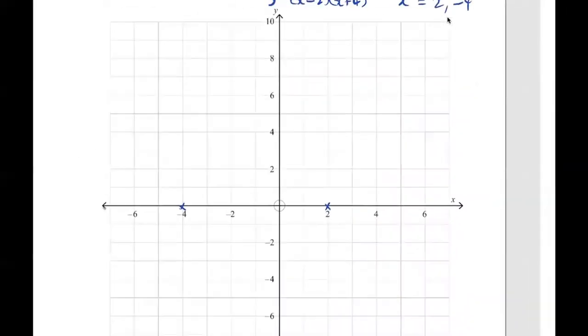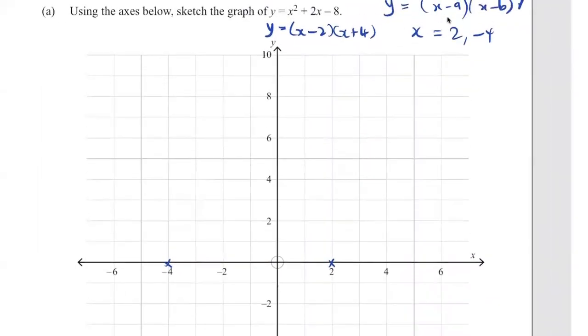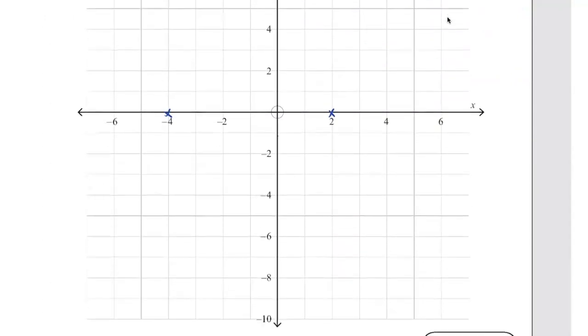And we'll just zoom out a little bit so that we see what we've got. Next thing to do is to work out the y-intercept, and remember the y-intercept occurs when x is equal to 0. So 0 minus 2, 0 plus 4, and that's equal to negative 2 times 4, and that's equal to negative 8. So we go down here and it intersects there. That gives me the y-intercept.